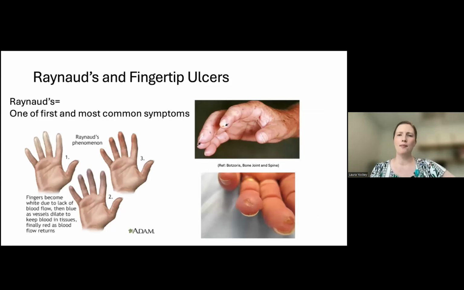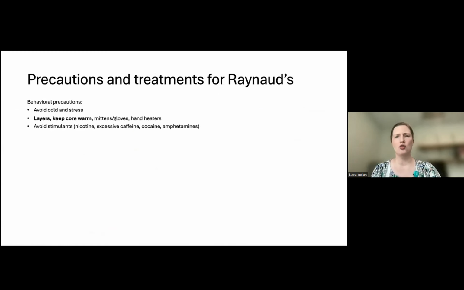So the first, again, and probably one of the most common symptoms is Raynaud's, which can lead to fingertip ulcers and ischemia, or lack of blood flow to the fingers. Again, Raynaud's is often one of the first and most common symptoms that patients have when they develop scleroderma. And I think what we worry about most with Raynaud's is that it could lead to ulcers in the fingertips that can be very painful and difficult to heal, in combination with some of the skin changes.